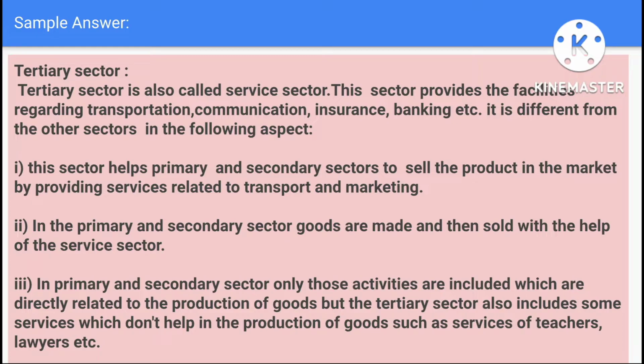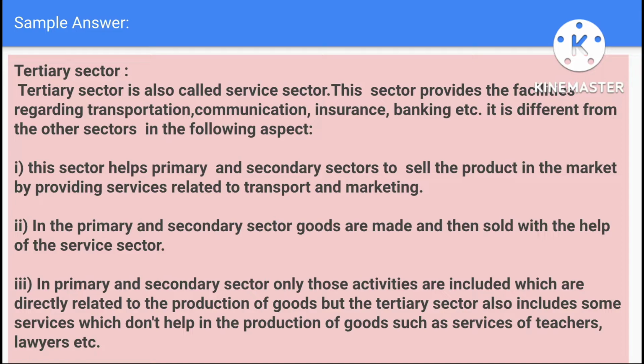In the primary and secondary sector, goods are made and then sold with the help of the service sector. Yes, it is very true that whatever goods are made and sold in the primary and secondary sectors, it is because of the technology produced in the service sector. So this is a very important point.